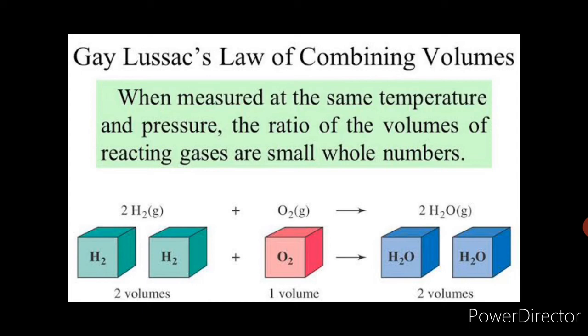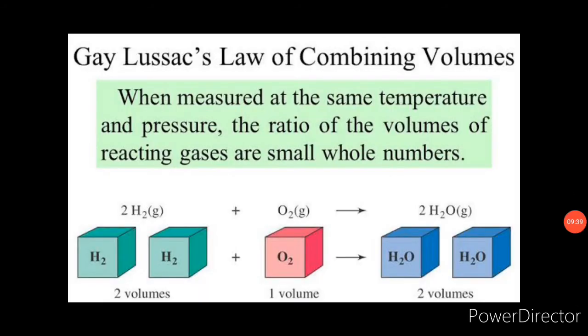Now look into the picture, children. You can see the reaction of the formation of water, right? 2H2 plus O2 will give you 2H2O. When you balance the reaction, you will find that the number of atoms on either side is the same, isn't it? Here two volumes of hydrogen combine with one volume of oxygen to form two volumes of water. When you see the ratio of the volumes of these gases that they combine, it is a simple whole number ratio. That is, the ratio is 2:1:2.